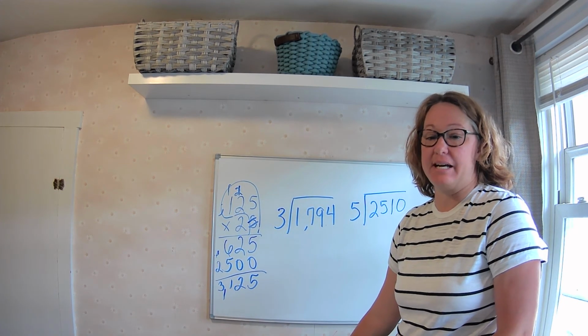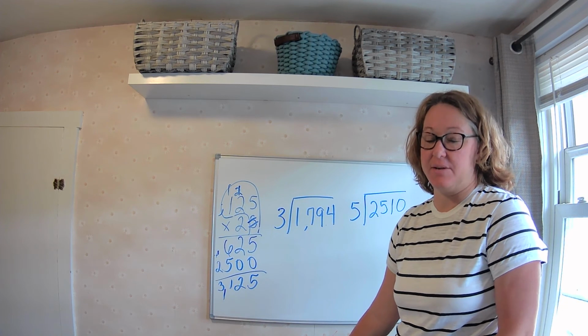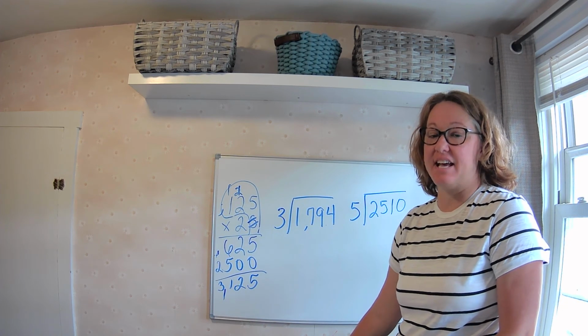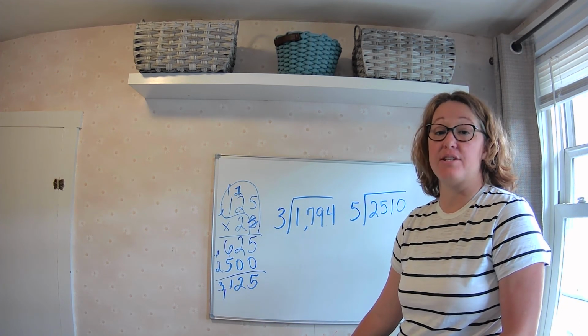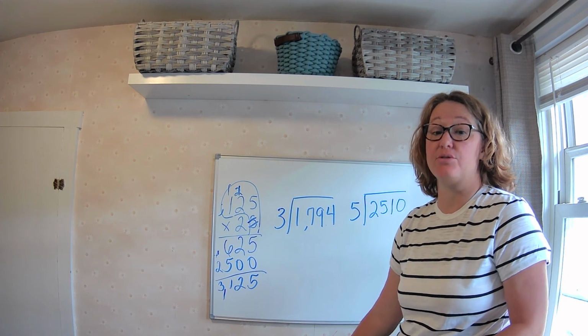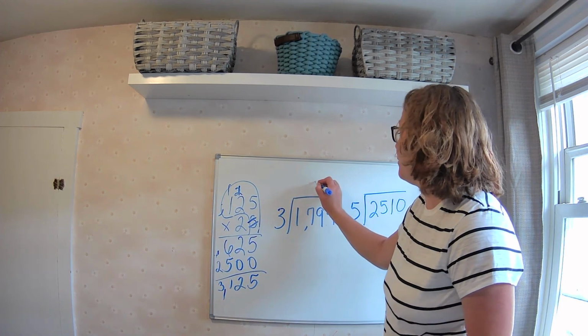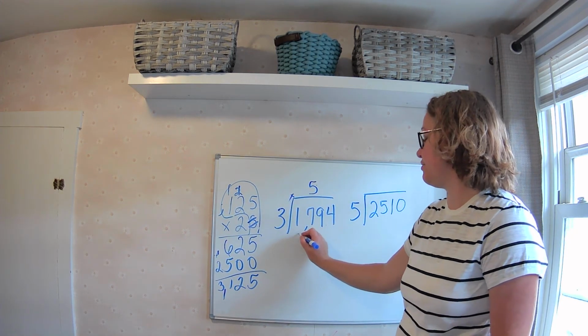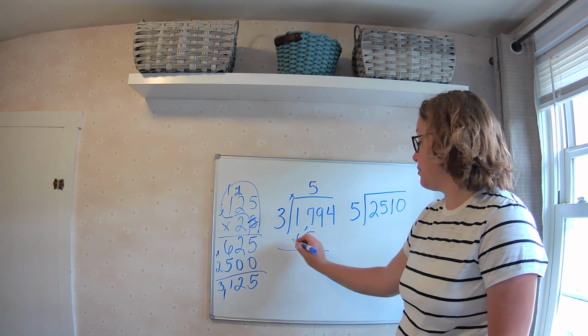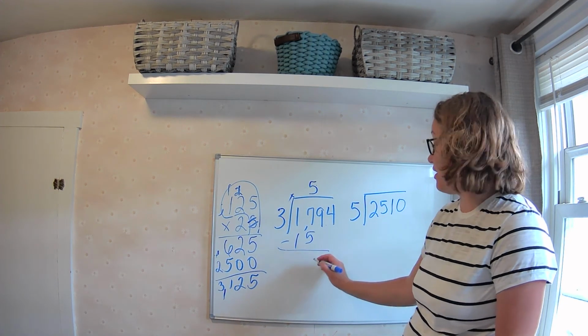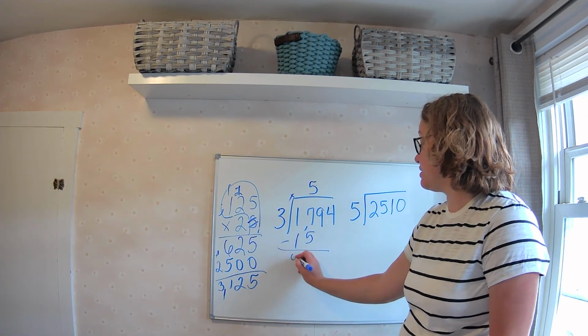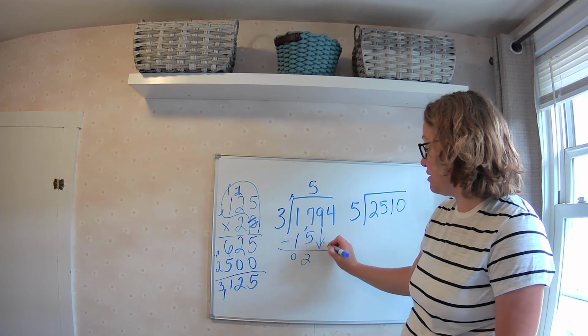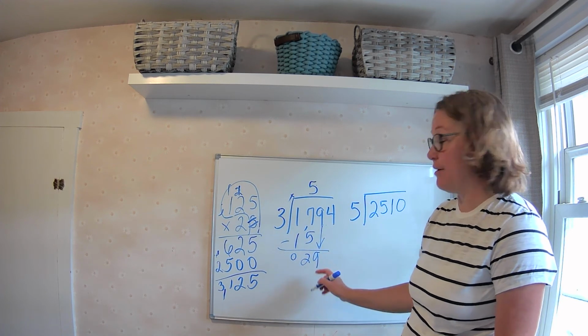Well, we know 3 times 5 is 15. 3 times 6 is 18, and that's already too big. 3 times 6 would be too big, so we have to go 3 times 5, which is there. I put my little multiplication sign. 5 times 3 is 15. Now I'm going to subtract. 7 minus 5 is 2. 1 minus 1 is 0. Bring down my 9.